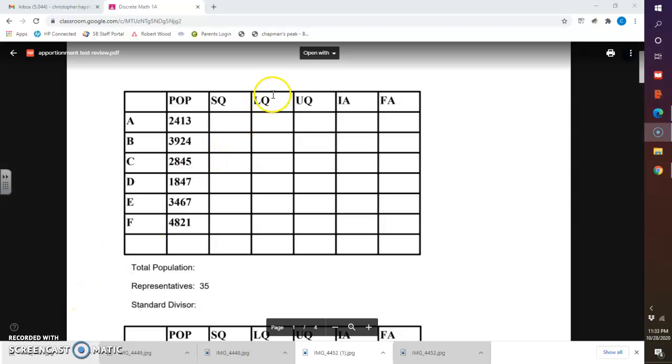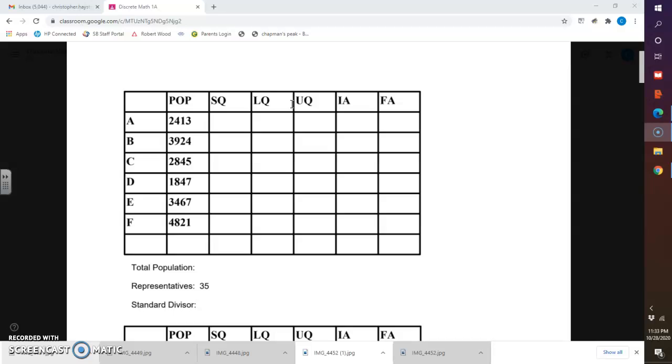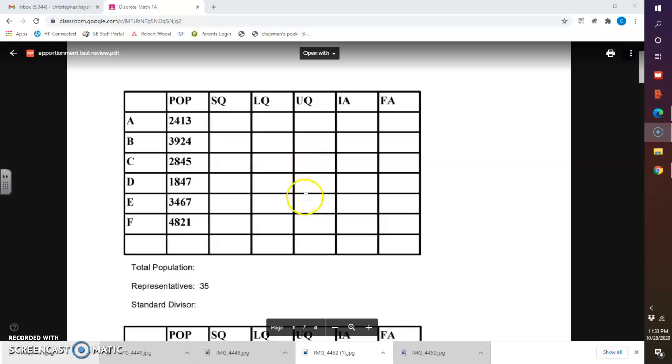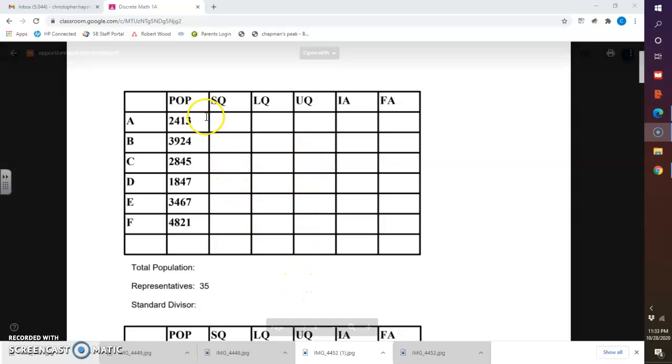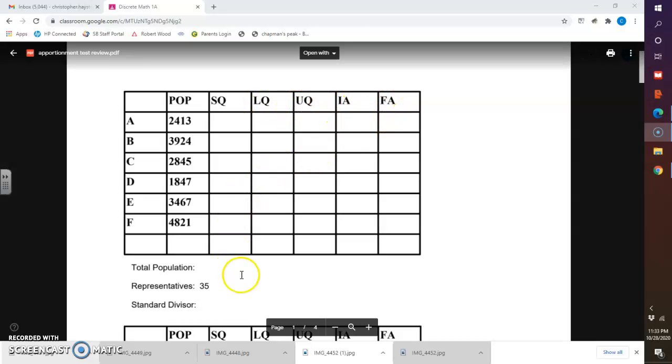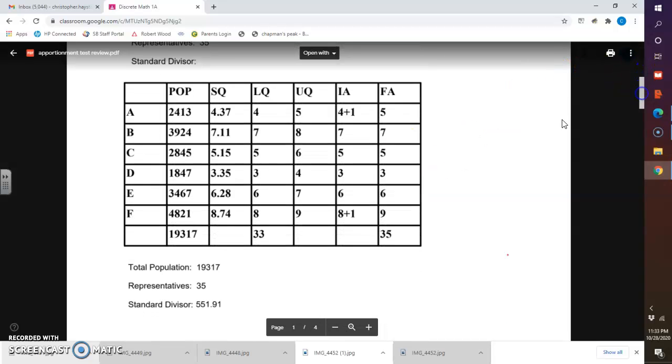Alright guys, so here's the video explanation of the 3 voting methods that you're going to be tested on Monday: Hamilton, Jefferson, and Webster. So my first example is a Hamilton method with standard quota, lower quota, upper quota, initial apportionment, and final apportionment. So we're going to take a look at the answers. Okay, this is what the original problem will look like, and this is what the answers are.